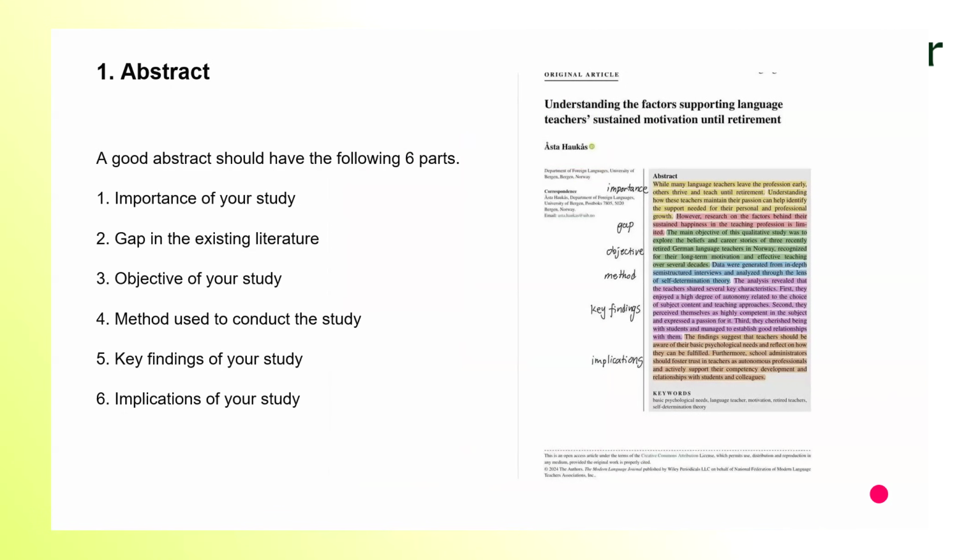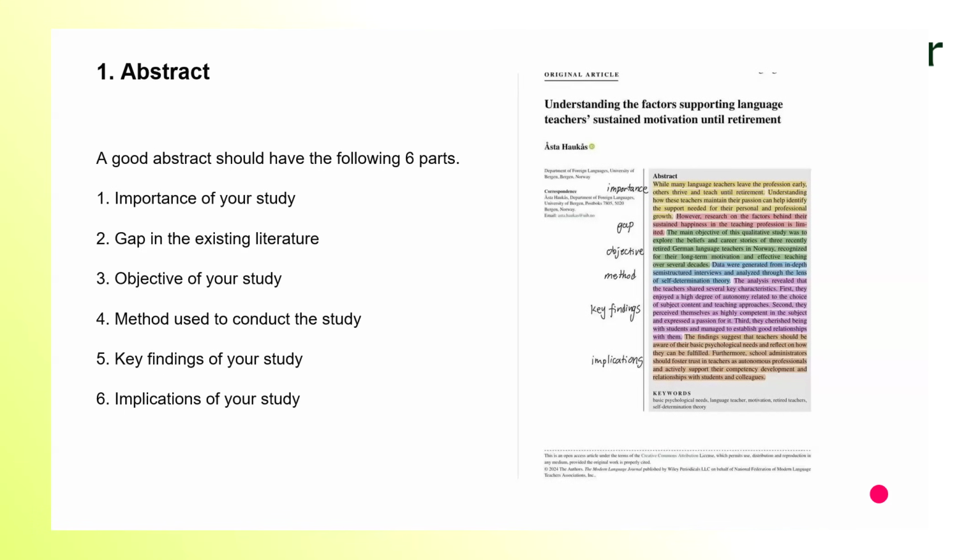The first part should be the importance of the study. As you see in this example, very briefly in 3 to 4 lines, it is mentioned why the study is important. Then comes the gap statement, that is, what was missing in the literature. Then comes the objective, the main objective or goal of this research. Then very briefly we mention the method which is used for conducting this research.